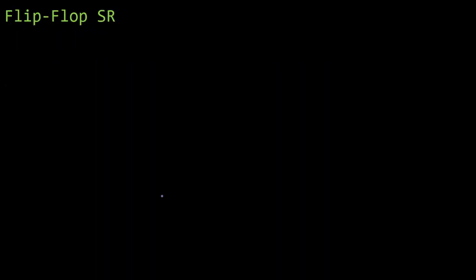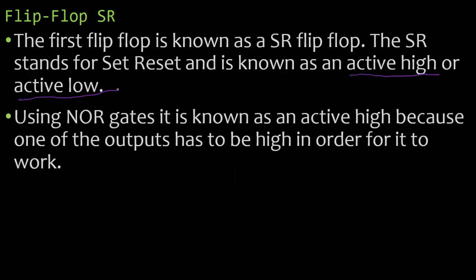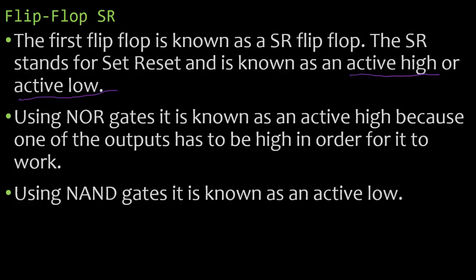That is a flip-flop. So the first flip-flop is known as an SR flip-flop. Now the SR stands for set reset, and it's what we call an active high or active low. So maybe your professor or teacher has said, well, SR can be active high or active low. Well, how in the world are you supposed to know? Well, it's dependent upon the gates that you use. Using NOR gates, we call it an active high because one of the outputs has to be high. Well, that means it needs to be a 1. In order for it to work, one of them has to be a 1. Using NAND gates, it's what we call an active low, which means one of them has to be 0.